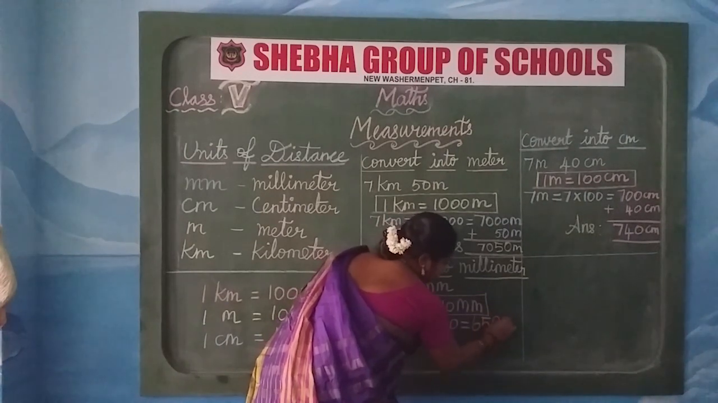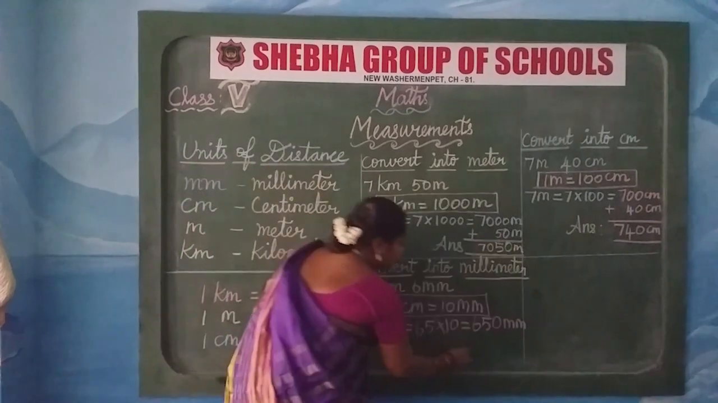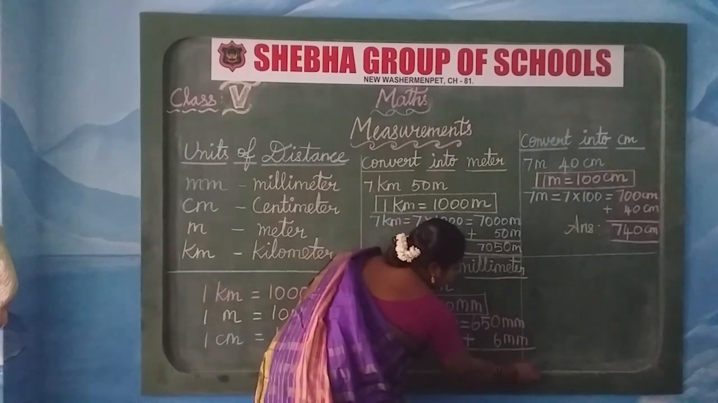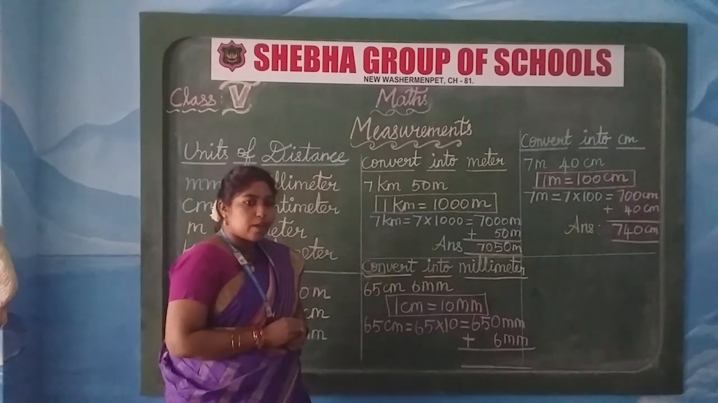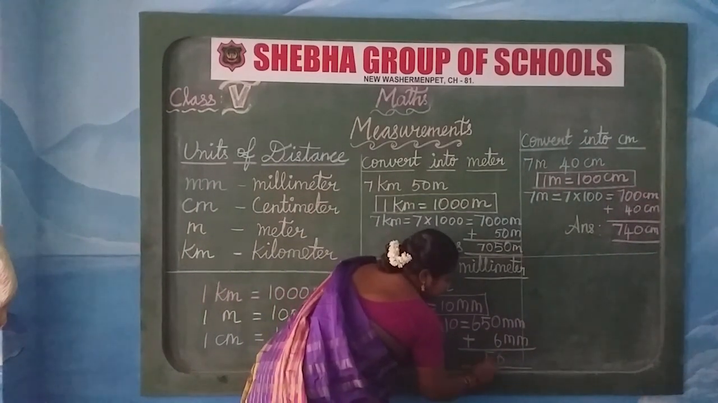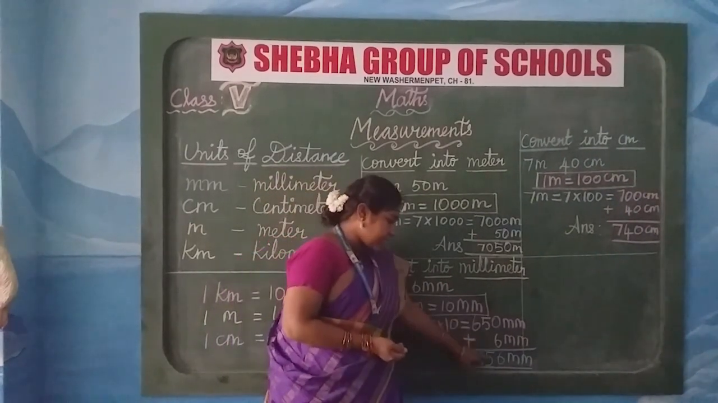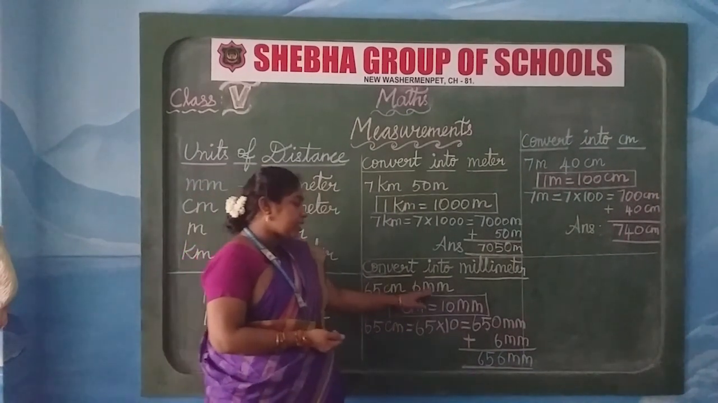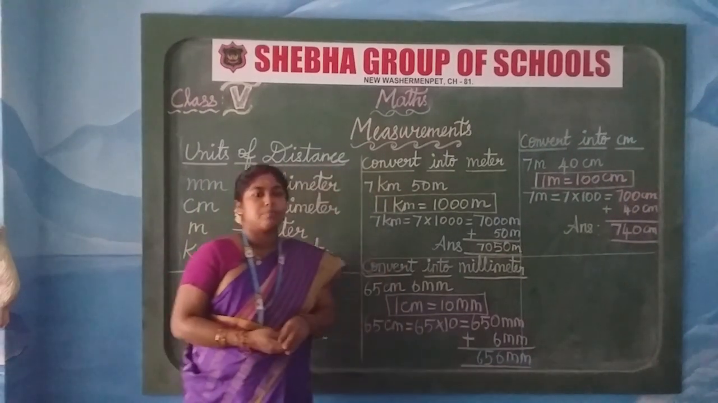650 millimeter. Now what we have to do, children, is add 6 millimeter. Now add and tell me the answer. What's the answer, children? Yes, I am waiting for your answer. Yes, you are right. It is 656 millimeter. How? 0 plus 6, 6, 5, 6. So when we convert 65 centimeter 6 millimeter into millimeter, the answer is 656 millimeter.